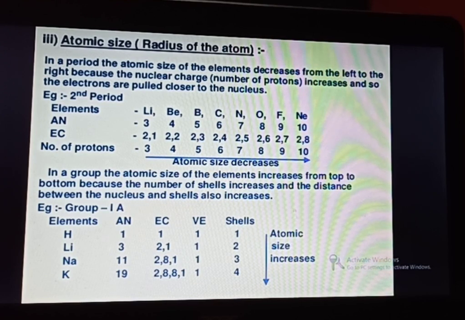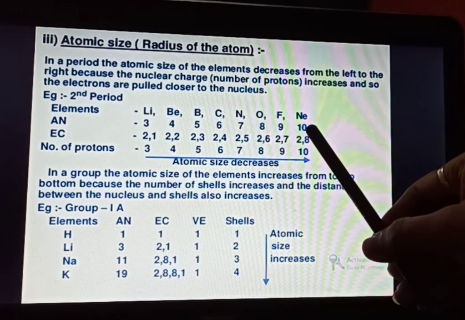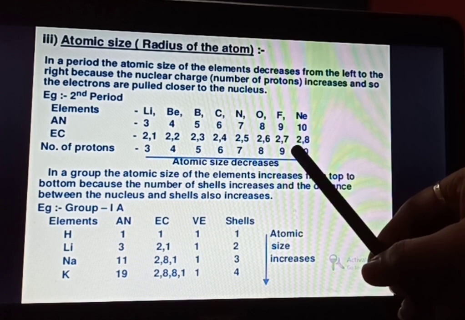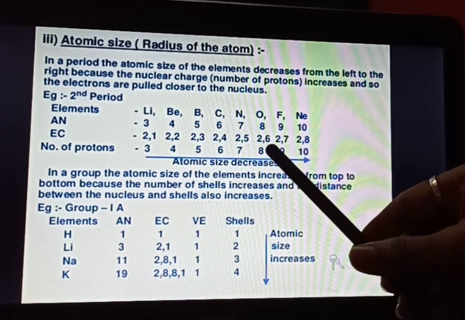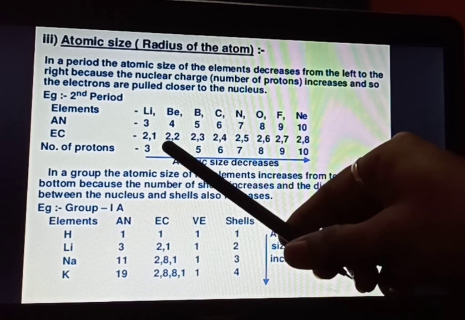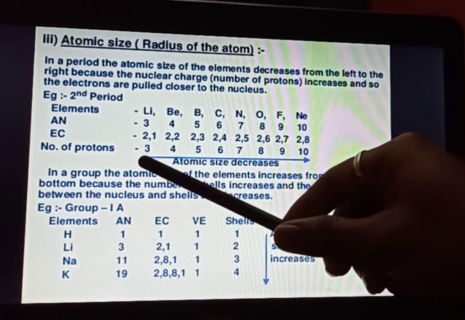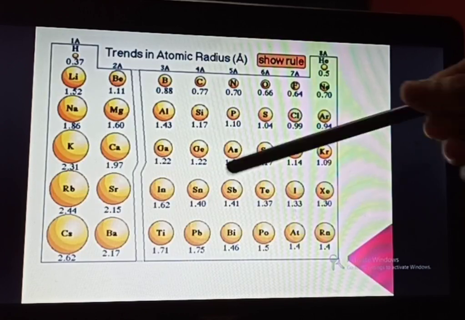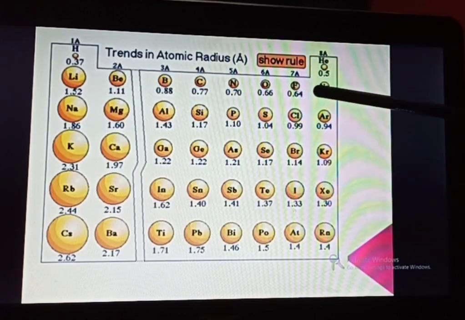So atomic size. In a period, if we move from left to right, then the atomic size decreases. Because if we move from left to right, then the atomic number increases. Atomic number increases means number of protons increases, and the more the number of protons, the more the force of attraction towards the electrons, and the atomic radius decreases. So here you can see number of protons is 3. As we move from left to right, number of protons increases and the pulling force increases. And as a result, the size of the atom decreases if we move from left to right.